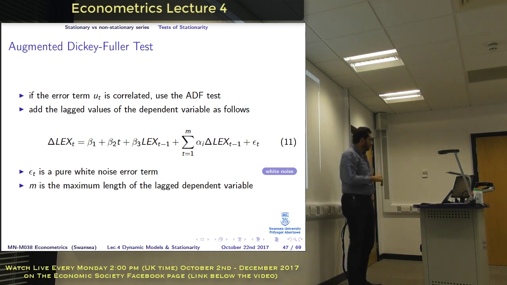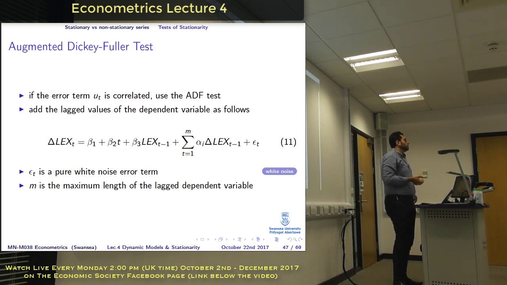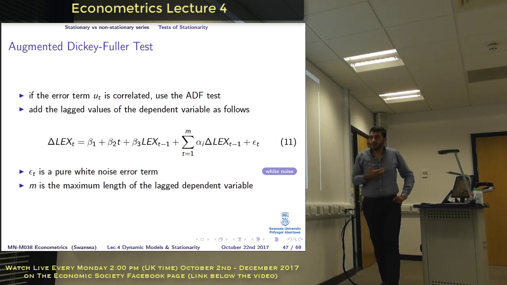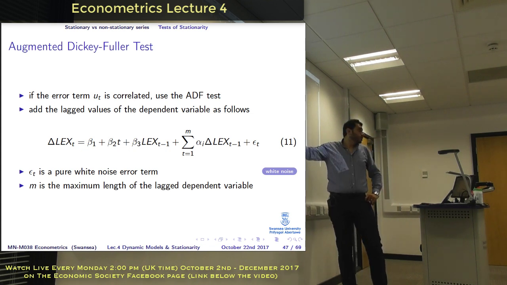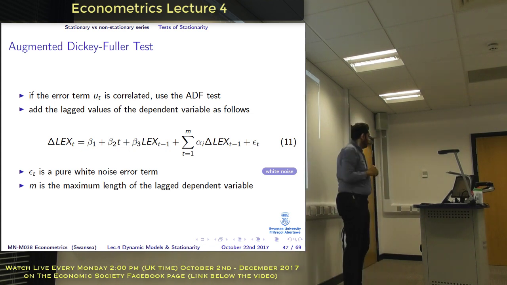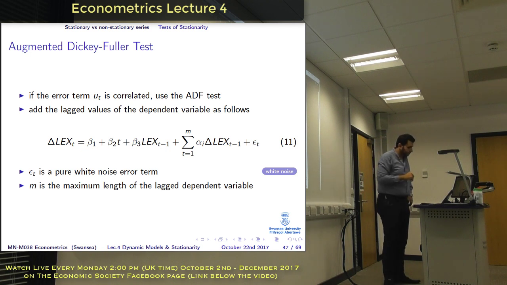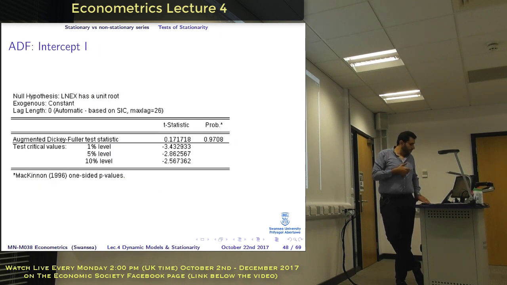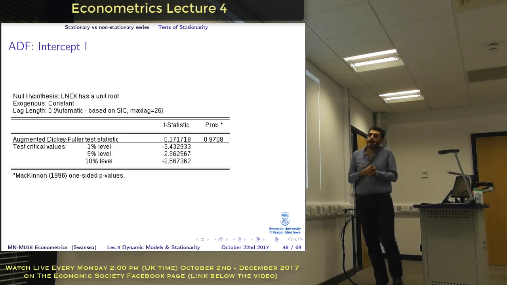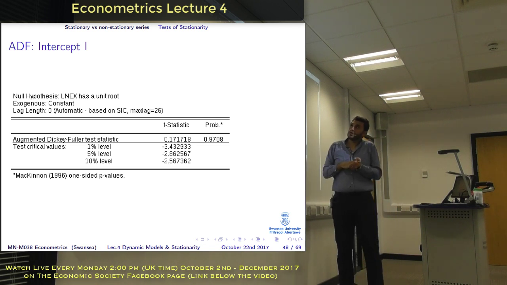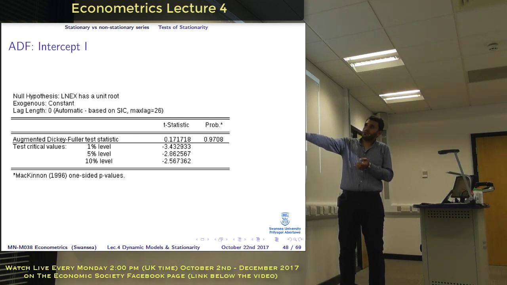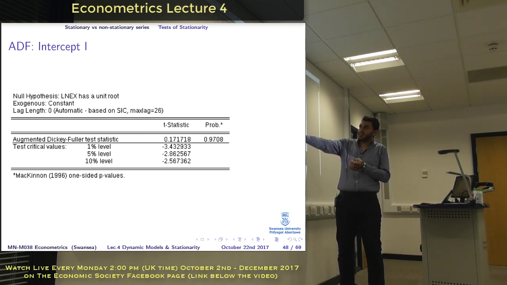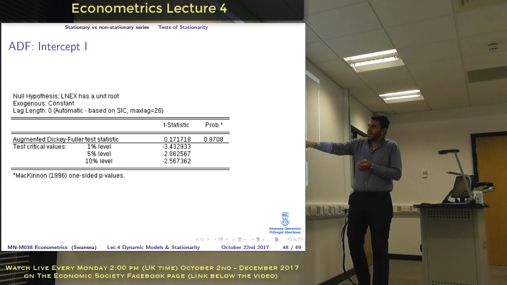So how many lags are you going to use? Again, you can use one of the information criteria to decide up to what lag you would use. Okay, just to move on then, let's see an example. So here we have the first one. This is the unit root test, the augmented Dickey-Fuller test in EViews, and this is how the output looks.